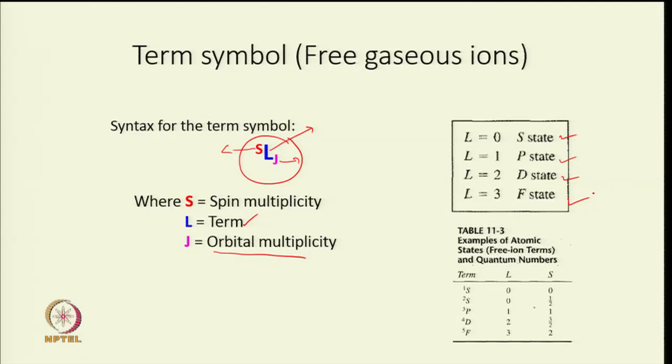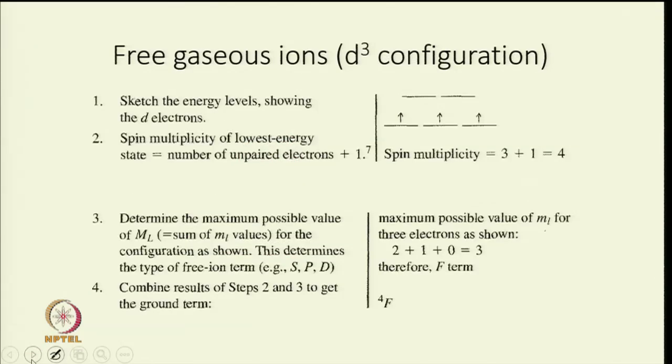Now look here: if L is 0 and S is 0, we get a 1S term; L is 0 and S is half, we get a 2S term; if 1 and 1, a 3P term; when we get 2 and 3/2, we have a 4D term; when we have 3 as L and 2 as S, we get a 5F term. We have already discussed this, so I am not going to discuss it in detail.